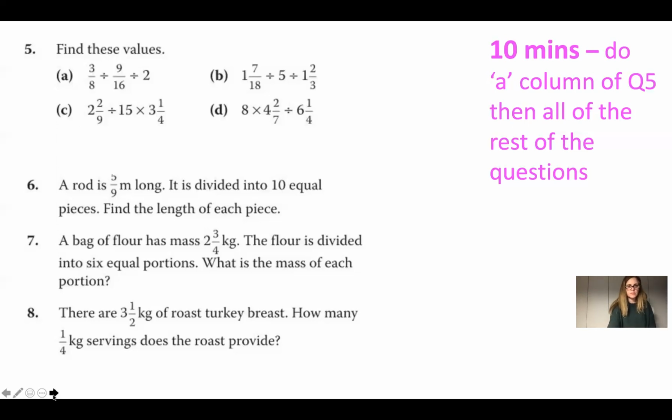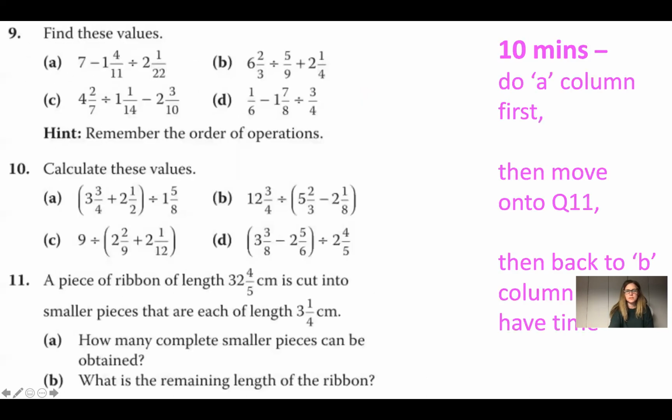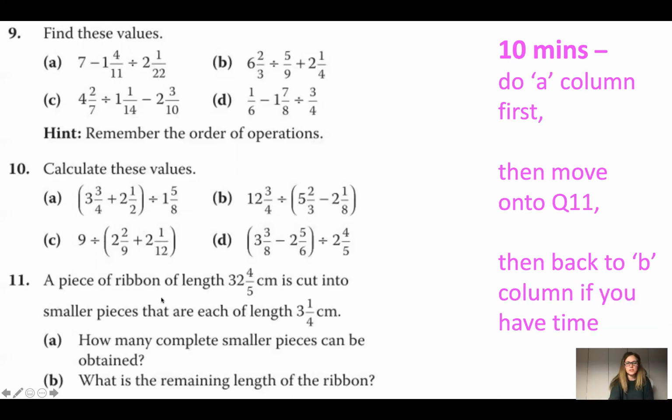Let's go through the answers. Question 5, I asked you to do A and C first. So 1/3 for A and 13/27 for C. And then complete marking the rest of your questions. Pause it if you need more time. Next set of questions, another 10 minutes. You're going to do the A column first, then this question 11, and then come back to this B column again if you have time. 10 minutes.